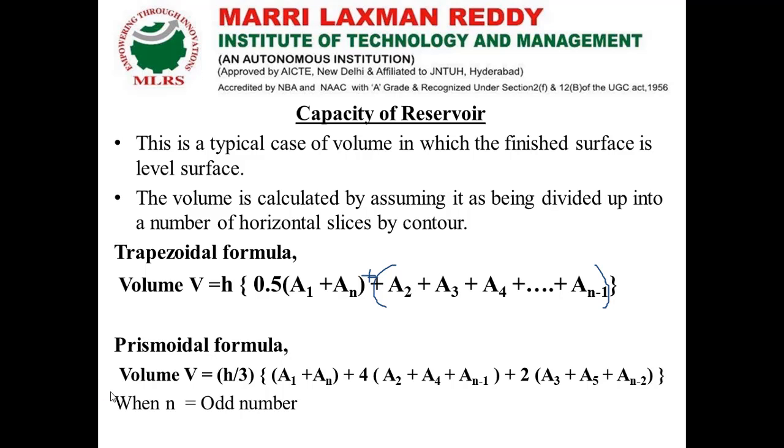Next, the prismoidal rule. The volume is V equals H by 3 into [A1 plus AN plus 4 into (A2 plus A4 plus up to AN minus 1) plus 2 into (A3 plus A5 plus up to AN minus 2)]. So first area plus last area, plus 4 into the even ordinate areas, plus 2 into the remaining odd ordinate areas. Here also, as with Simpson's rule, we have the constraint that the number of ordinates should be odd.